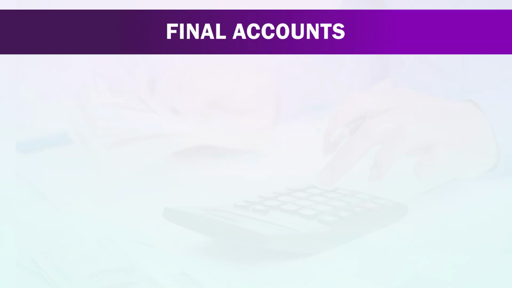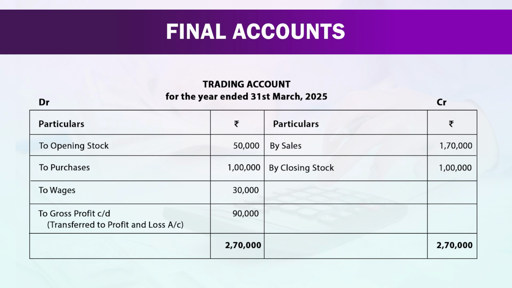Now friends, we will start to prepare our final accounts. As you know, the first component of final account is trading account. So we will deal with the items of debit side of trading account. We have opening stock of rupees 50,000. We have purchases of rupees 1 lakh. We have wages of rupees 30,000.